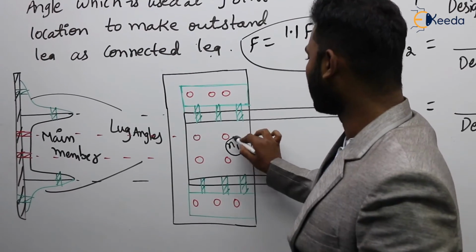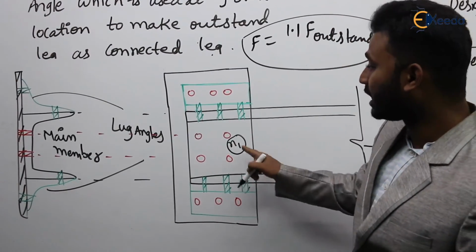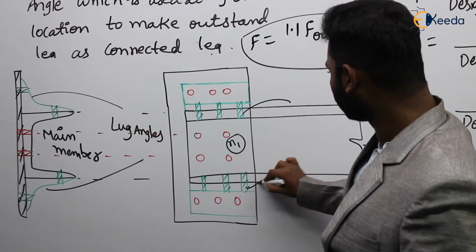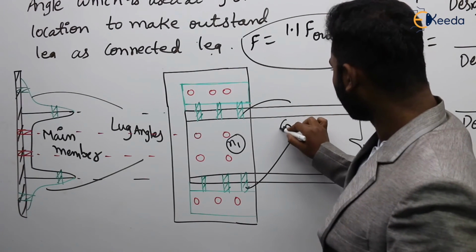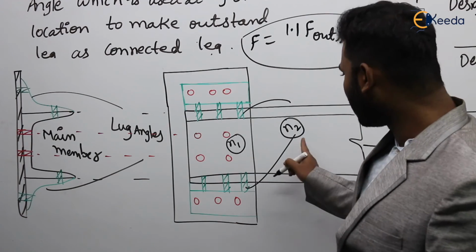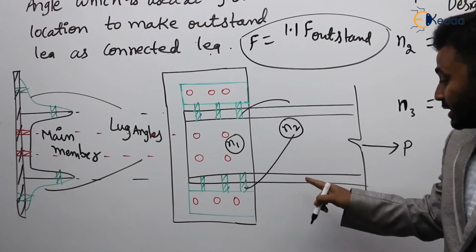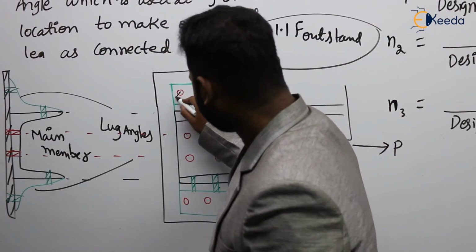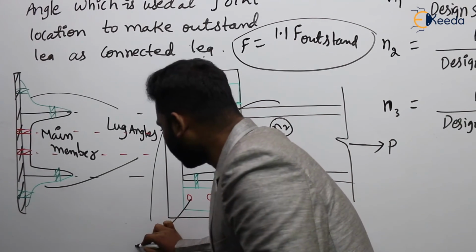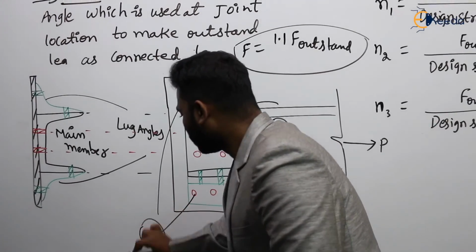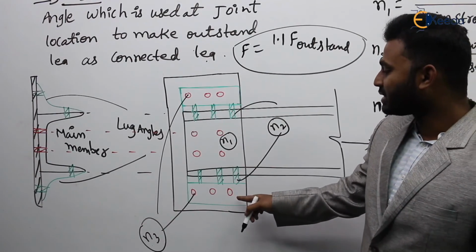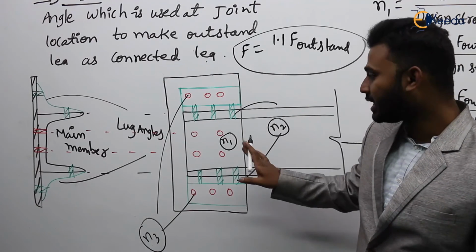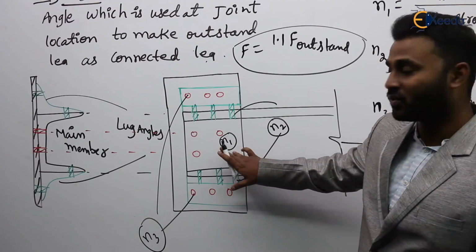Now here it is N1. It means the number of bolts required to connect channel to the gusset plate. Next, these are N2. What is meant by N2? Number of bolts required to connect channel to the lug angle. Agree? And these are N3. What is N3? Number of bolts required to connect lug angle to the gusset plate. Agree or not? So what is the value of N1, N2 and N3?